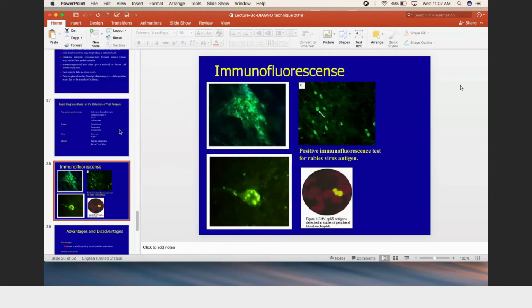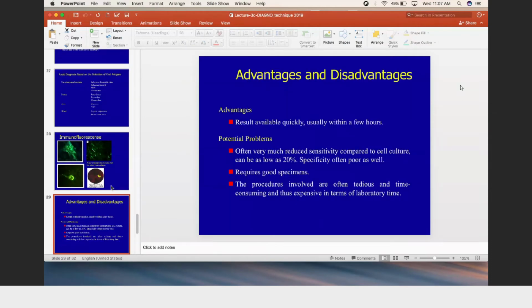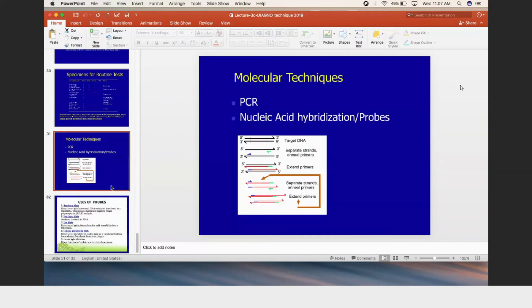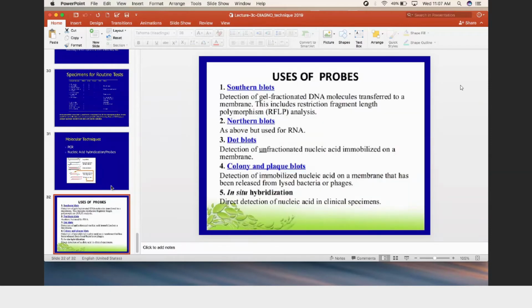Okay, so you see this one from the lab. Just to remind you about the fluorescence. What else? Nucleic acid probes. This one you will learn later in the lab, how you're going to do it. Okay, I think that's all, the basics about the tests that we normally do.